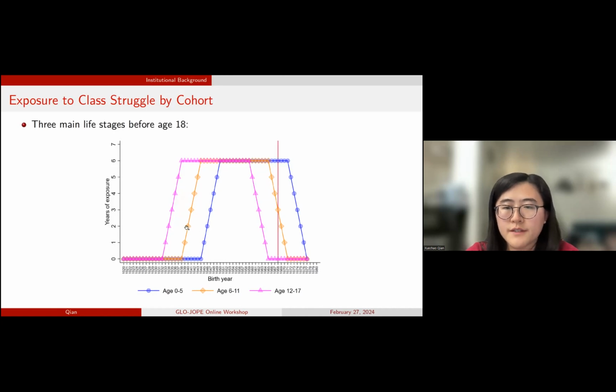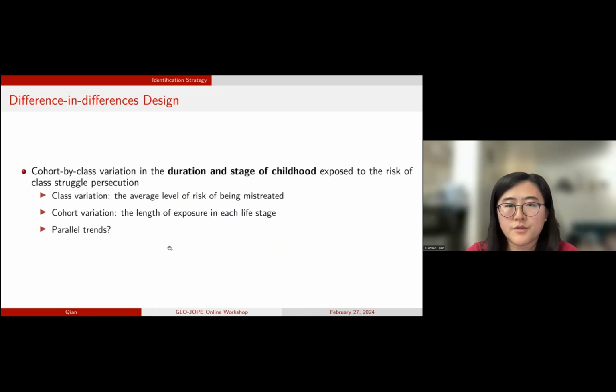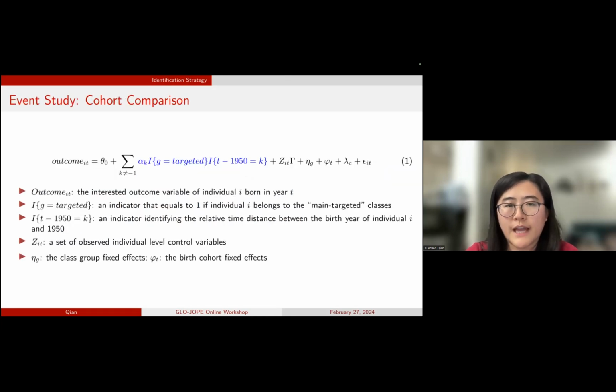For example, if a person was born in 1968, because the class struggle period is a fixed period, for this person we will know exactly how many years they were exposed during, for example, early childhood, middle childhood, or adolescence. Therefore, if we combine these two dimensions of variation, we can identify people born in certain targeted classes with certain years of exposure, and use that to measure the treatment effect. So that's why I use a basic difference-in-differences or event study type of identification strategy.